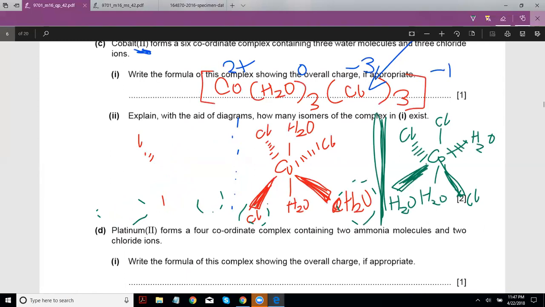And you could call... wait, I don't think that's so right. You could call this cis. You could call this trans. Where did Ali go? Anyway, I'm not too comfortable with this question, so let's take help from the marking scheme.